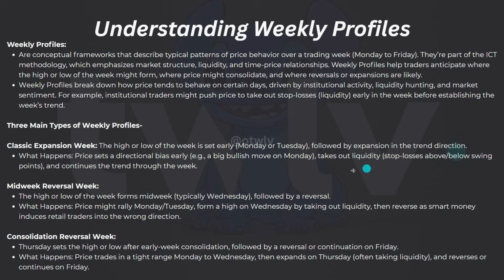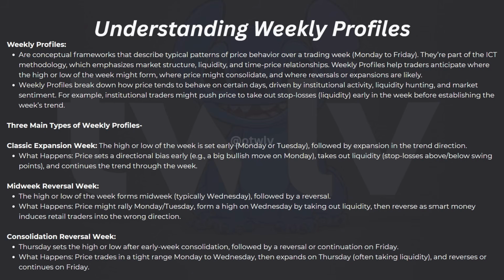I explain market structure. Weekly profiles are a conceptual framework that describes a typical pattern of price behavior over a trading week, Monday through Friday. They're part of an ICT methodology which emphasizes market structure, liquidity, time-based relationships. So again, time and then price. Weekly profiles help traders anticipate where the high and low of the week might form, where price might consolidate, or where reversals or expansions are likely to occur.